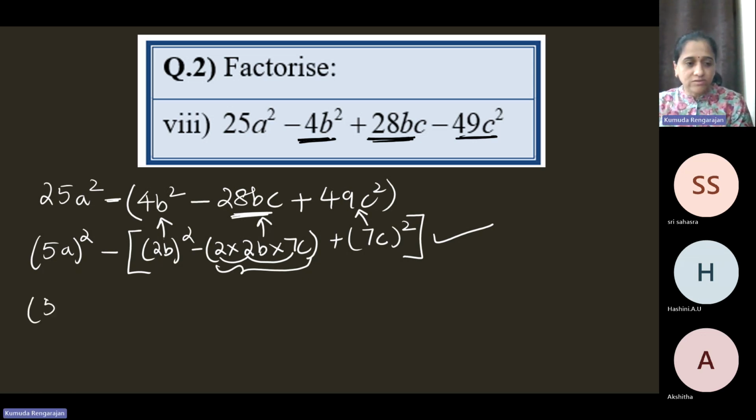The first one as it is, 5a the whole square as it is, minus. So a squared minus 2ab plus b squared can be written as a minus b the whole squared. This is a, minus from the identity, not this minus sign. A squared minus 2ab plus b squared is a minus b the whole square from the identity.